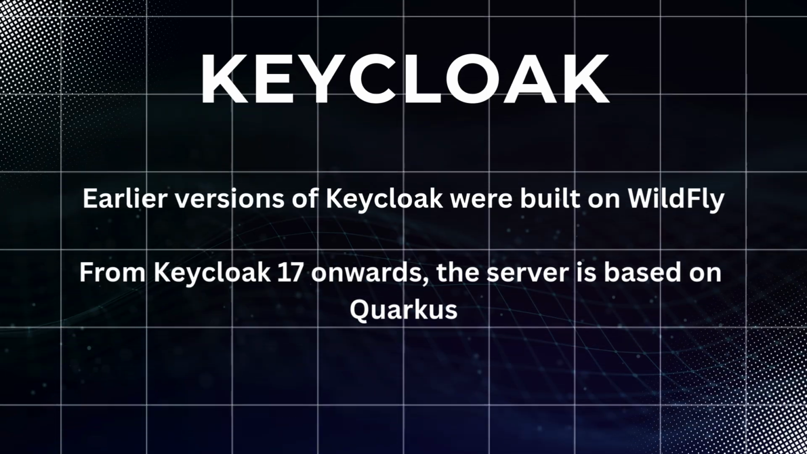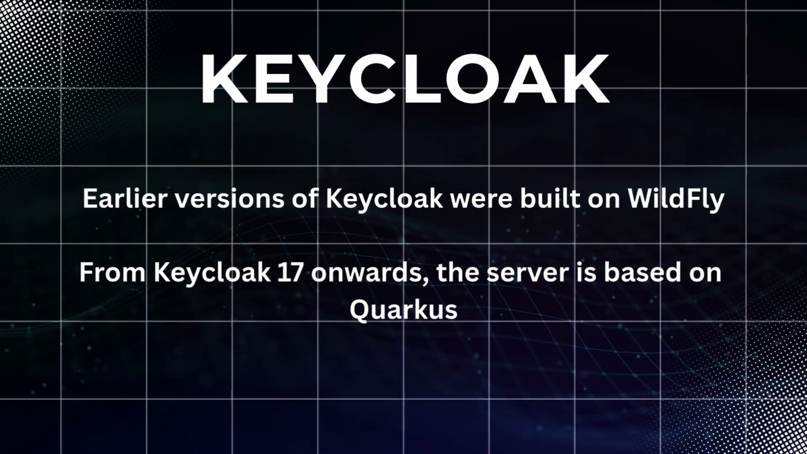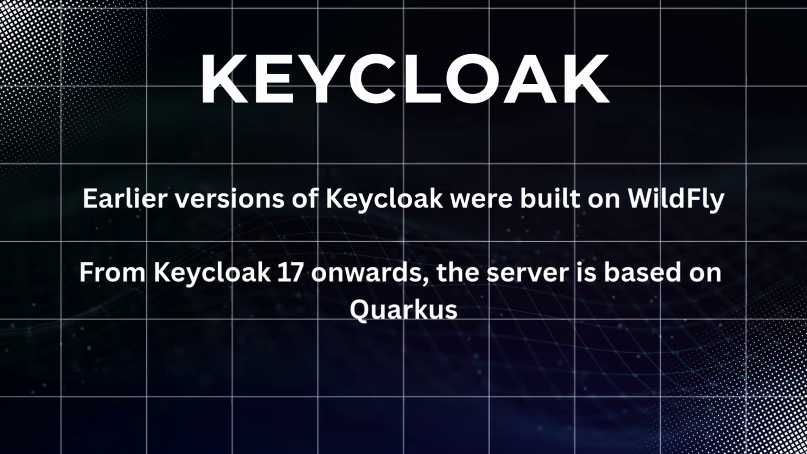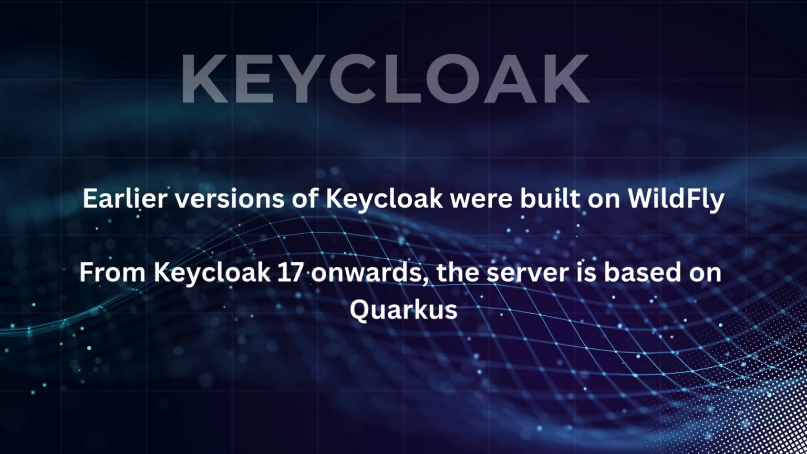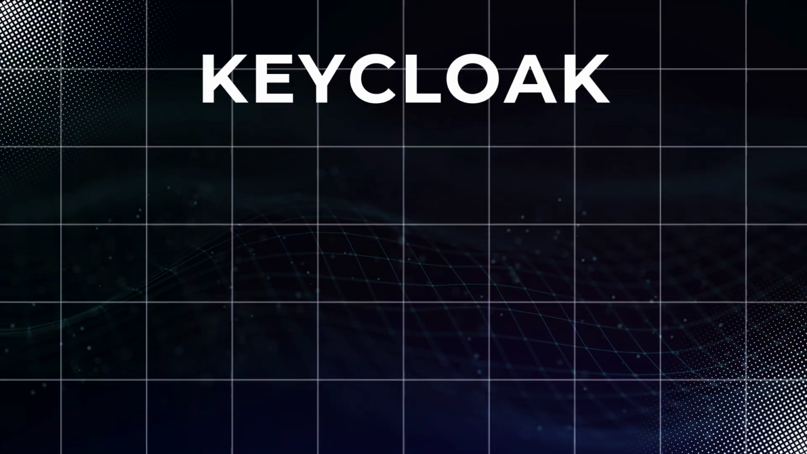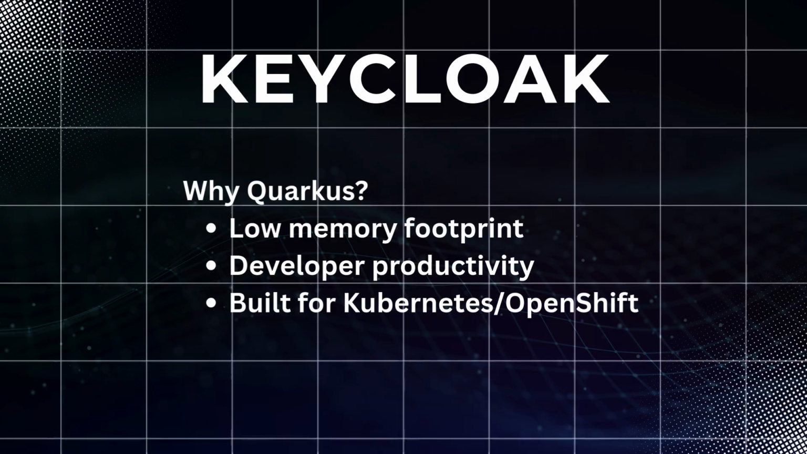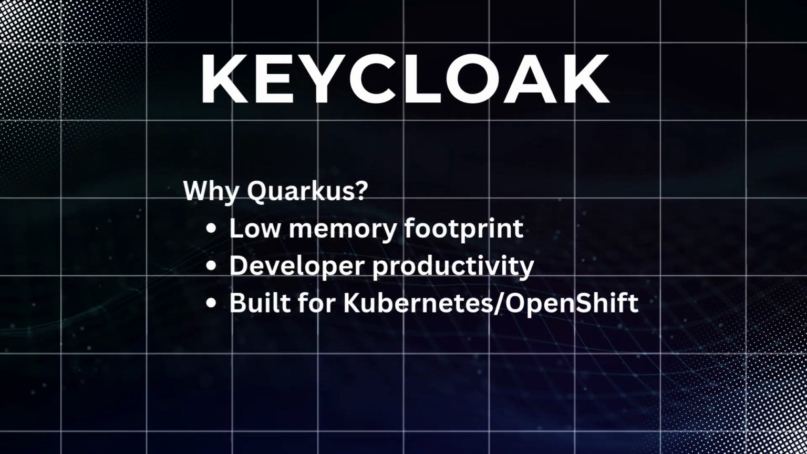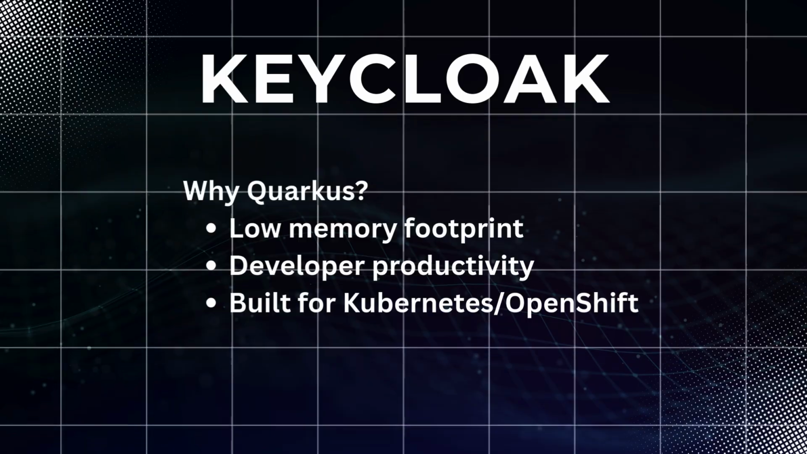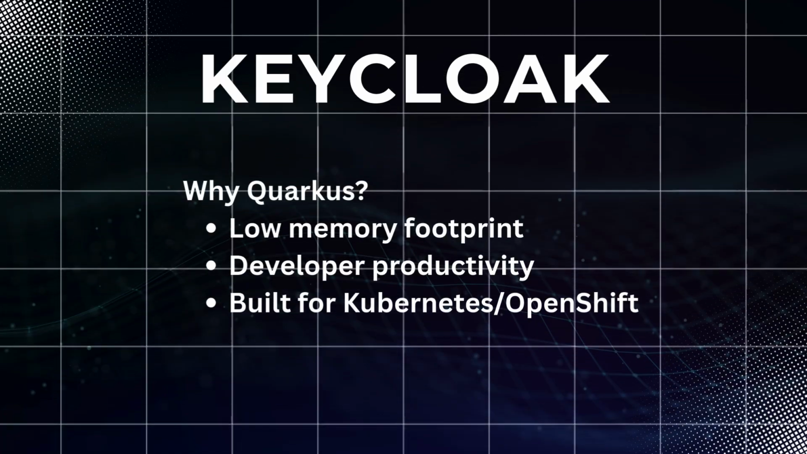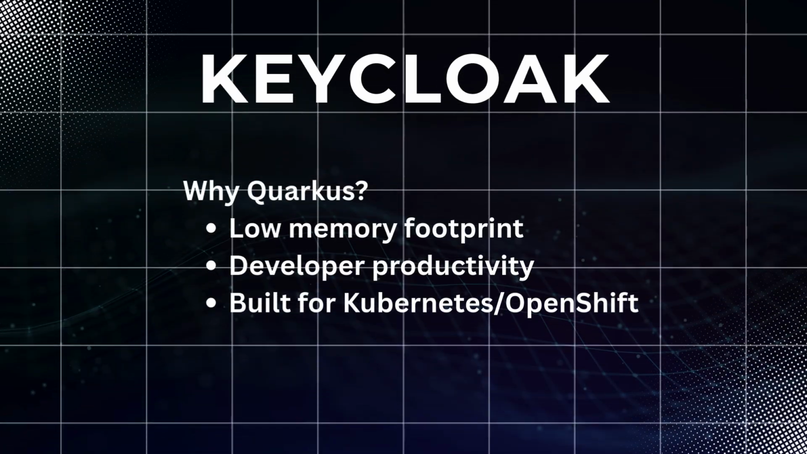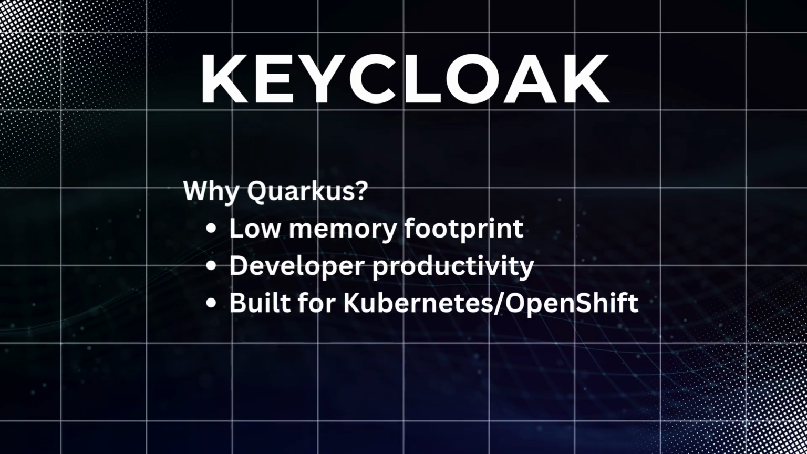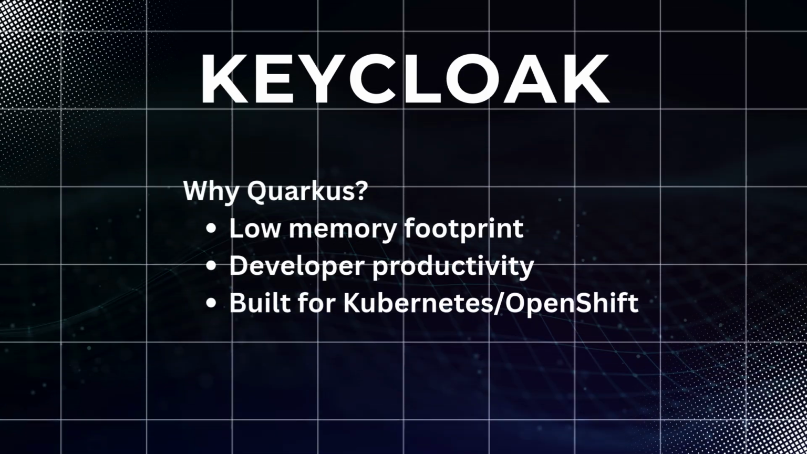Quarkus is a Java framework designed for building cloud native, container-first applications that start fast and use very little memory. So its key features are low memory footprint, developer productivity, and being built for Kubernetes or OpenShift. With Wildfly, each restart might take 30 to 60 seconds, and memory per pod might be 500 to 700 MB. With Quarkus, restart can be 1 to 3 seconds, and memory per pod can drop to 150 to 300 MB.